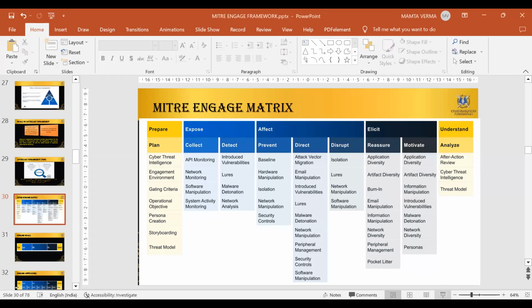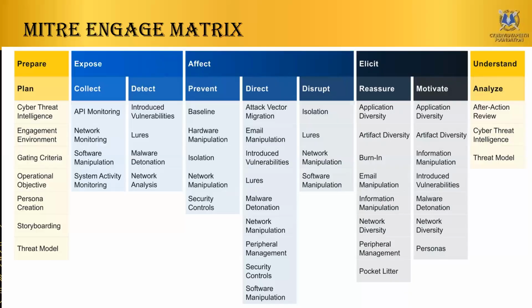So we'll spend some time on this slide because this is the core of the entire game plan. Yesterday we learned prepare, expose, affect, elicit, and understand. These are the 5 key components. And to achieve these 5, we require to plan, collect, detect, prevent, direct, disrupt, reassure, motivate, and finally analyze. We have not gone through the below one, and what is the importance of that?